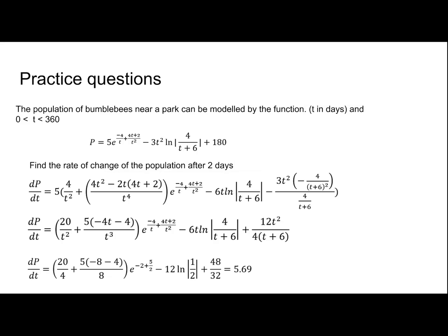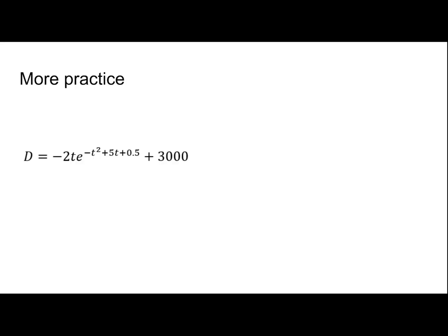As we can see here, if we substitute t equals 2, we'll get that the rate of change of the population after 2 days is 5.69. And that will be your final answer for this question.